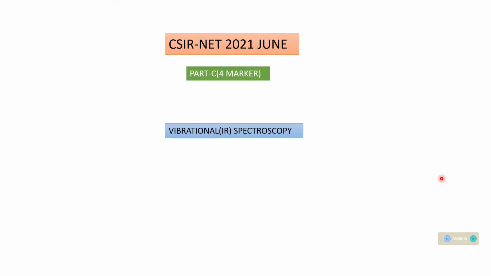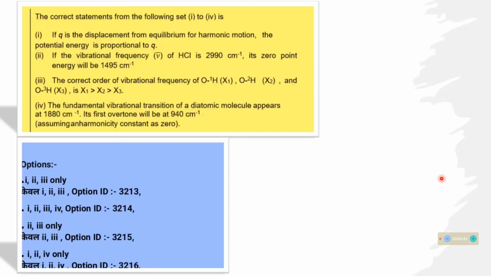So today we will discuss a question that was recently asked in the CSIR-NET 2021 June exam. It's from molecular spectroscopy, particularly from vibrational spectroscopy, and it was a 4 marker question. So let's see the question.